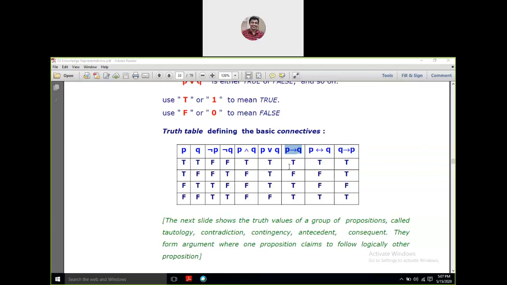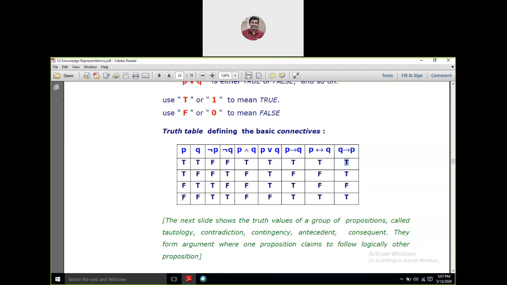So I do have P implies Q, that is true. I do have an equivalence operator out here. That means, are P and Q both true or both false? Obviously both are true. That's why P equivalence Q is also true. Now Q implies P. If Q is true, P is true. So in this case, this is true.